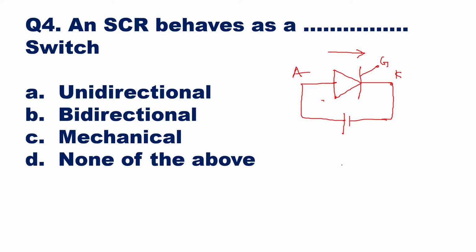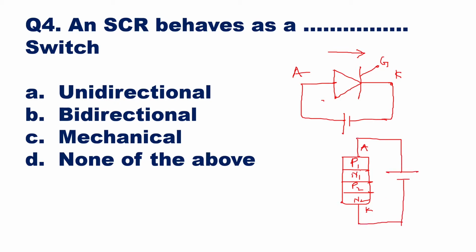If you see the structural diagram here, you can have P1, N1, P2, N2. We can name them P1, N1, P2, N2. This will be the anode. This will be the cathode. And if you connect voltage between here, the anode has to be positive with respect to the cathode for the conduction of the SCR. Here you can have the gate.